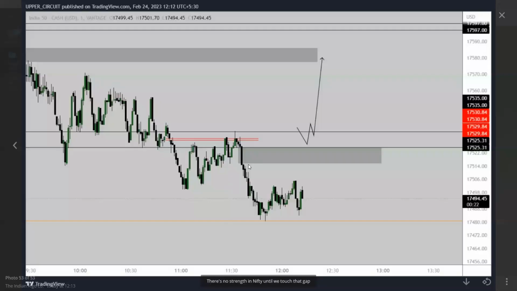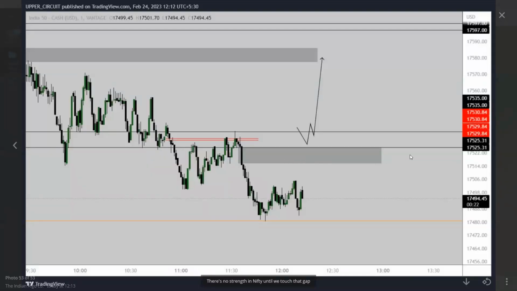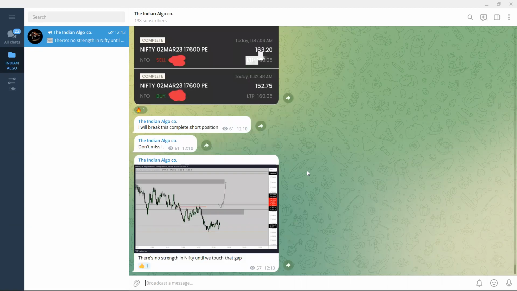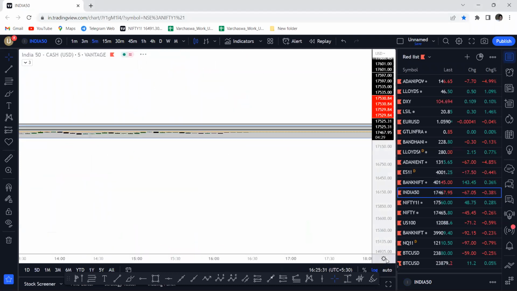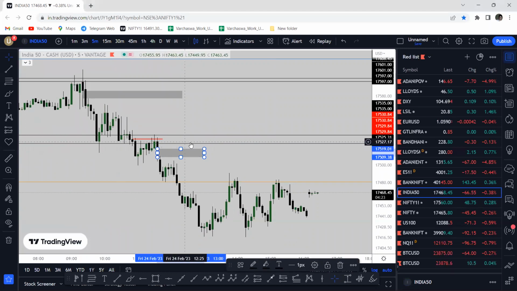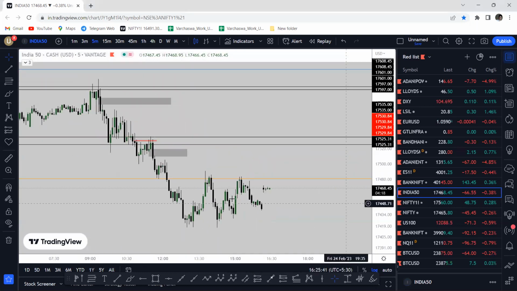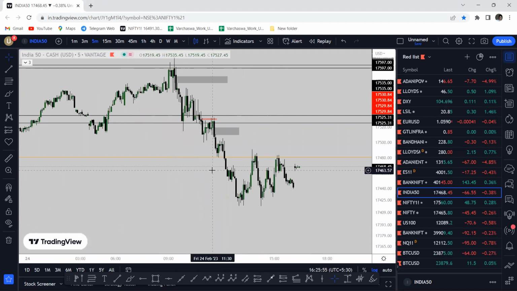Now understand, this is where I've mentioned there is no strength in Nifty until we touch that gap. This gap. I'm talking about this gap. Do you see this gap right here, 17,525? And let's see what India 50 did here. Yeah, this one, 17,525 right here. Price never came back to touch this gap. That's where I know that the markets are not bullish. So entering into any of these bull rallies here, sorry, long moves here, is very low probability. You need to understand this. This is not how the markets work. You need to understand where the highest probabilities are.